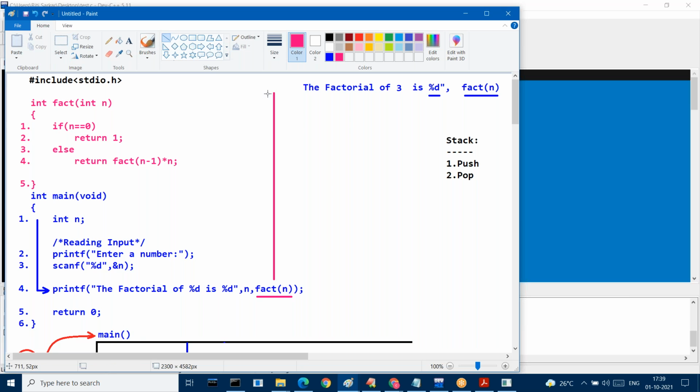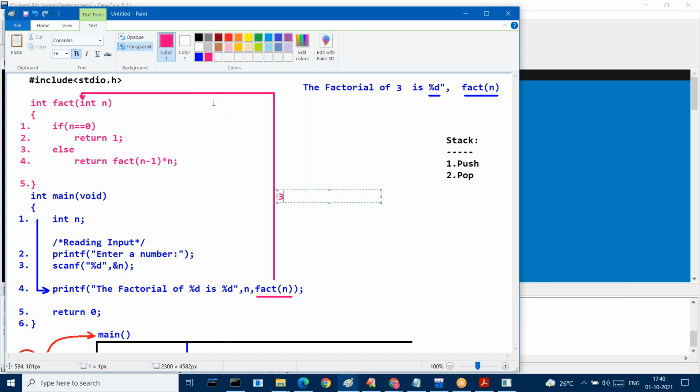This is where the control comes. With what value is it coming? N value, sir. What is your N value? 3. So with what value is it coming? 3. With 3 it is coming. N value is coming 3. Here it is 3.